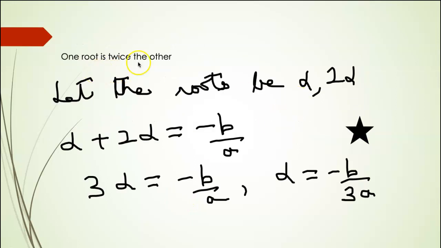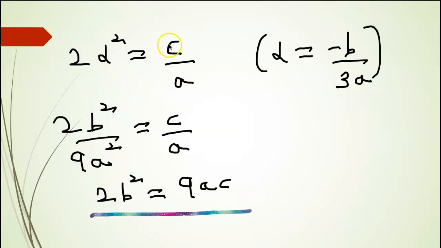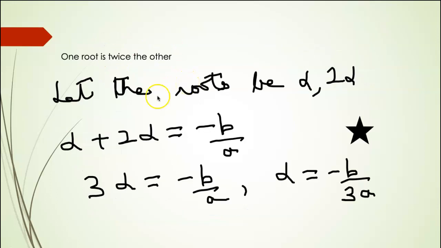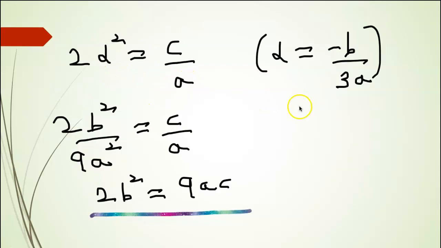And if one root is twice the other, let the roots be alpha and 2 alpha. So alpha plus 2 alpha is minus b by a, or 3 alpha is minus b by a, so alpha is minus b by 3a. Now 2 alpha squared is c by a, because that is the product of the roots. So substituting alpha as minus b by 3a here, you get 2b squared by 9a squared is c by a, or 2b squared equal to 9ac.